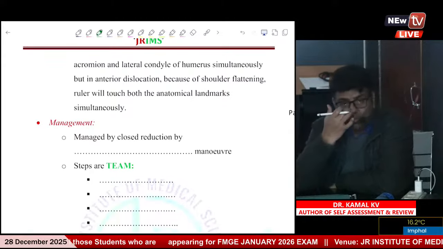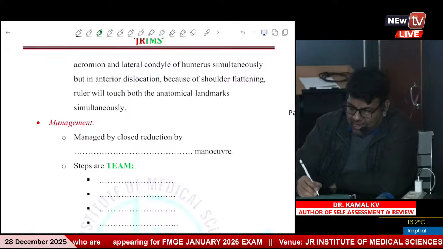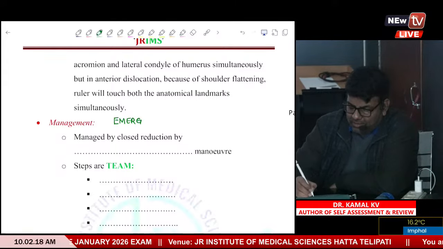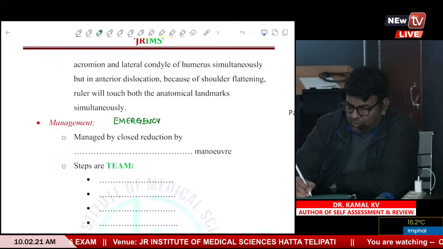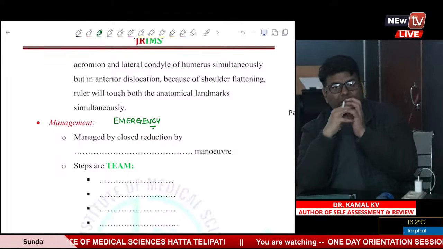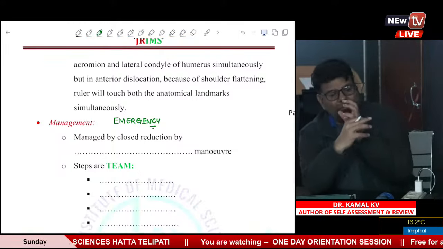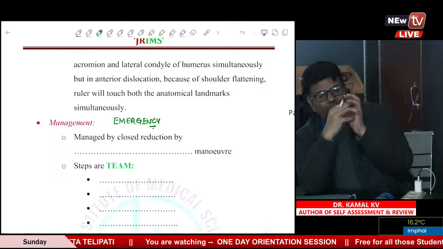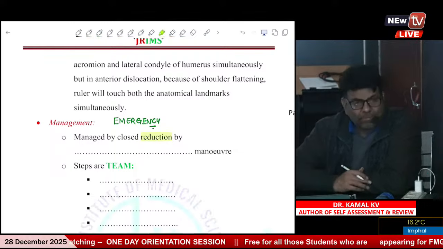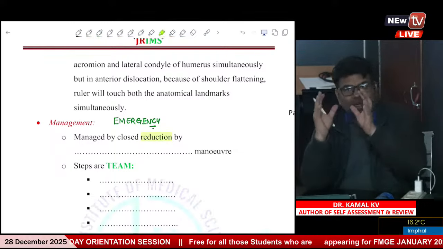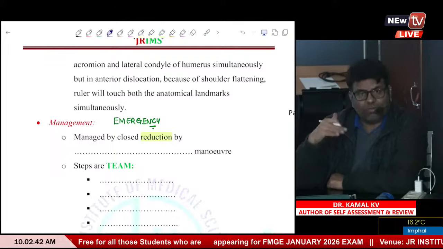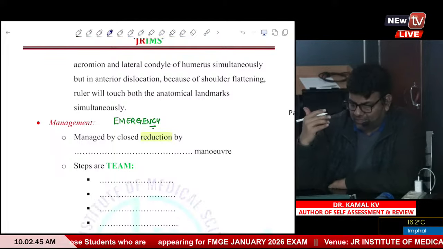Now, what is the treatment? It is an emergency, and therefore you have to put the head of humerus back into the glenoid socket. The head of humerus is lying here, you need to put it back into the glenoid. That is known as reduction. Reduction means getting the pre-injury status. It can be reduction of a fracture or reduction of a joint dislocation.